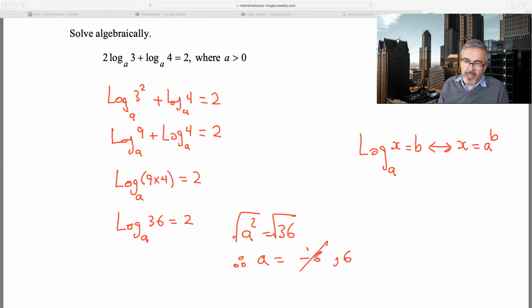But we have to reject the -6 because a has to be greater than 0. So just remember the base could never be negative, and it cannot be 0 either. And also you cannot log 0 and you cannot log a negative number. So this is your answer. 6 is your final answer.